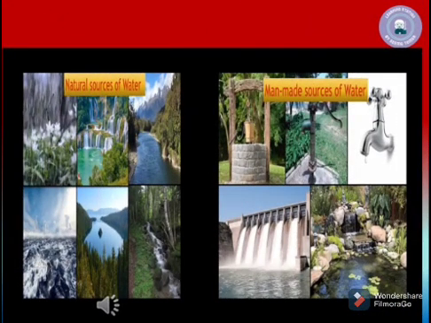We have already studied in class 3rd about the sources of water. Let's recapitulate. Rain is the main source of water. Apart from rain, lakes and rivers are also natural sources, and tap, tube well, pond, dam are the man-made sources of water.